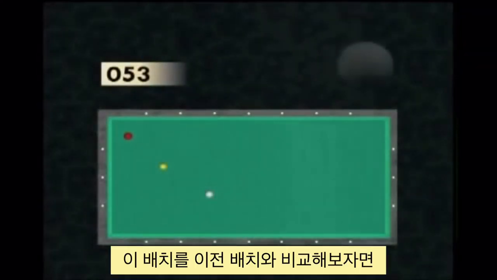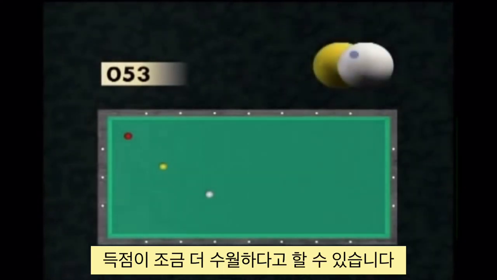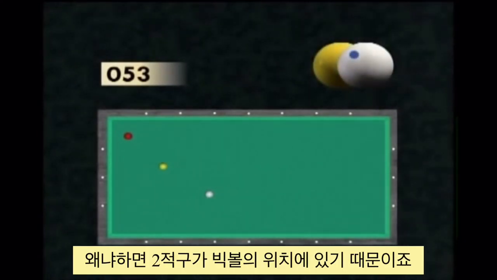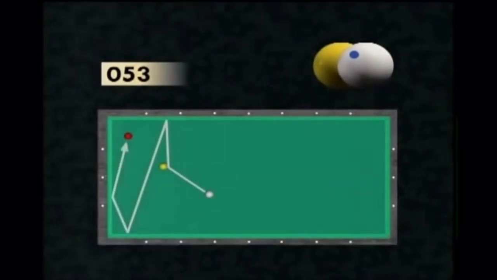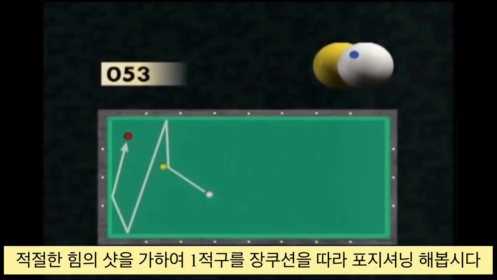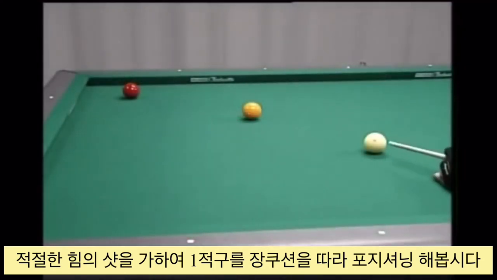This point can be compared to the previous one, and it can be considered as easier because the red ball is in a bigger zone, which means that the contact zone is bigger. Played with the right shot power, it allows to reposition the yellow ball along the long cushion.